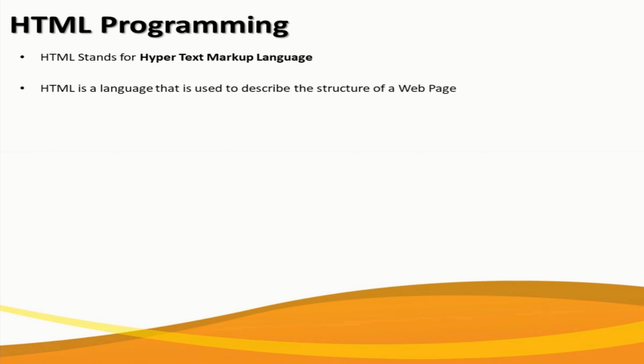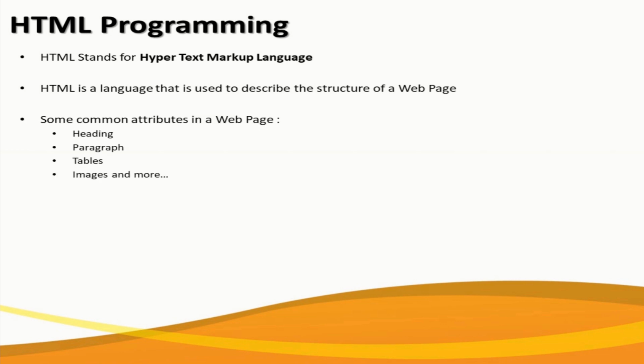HTML stands for Hypertext Markup Language. It is basically used to design any web page. HTML is a language that is used to describe the structure of a web page. If you follow some web page, you will find some attributes are common like heading, paragraph, image, table, font, color, and lots more. You can define these attributes yourself.